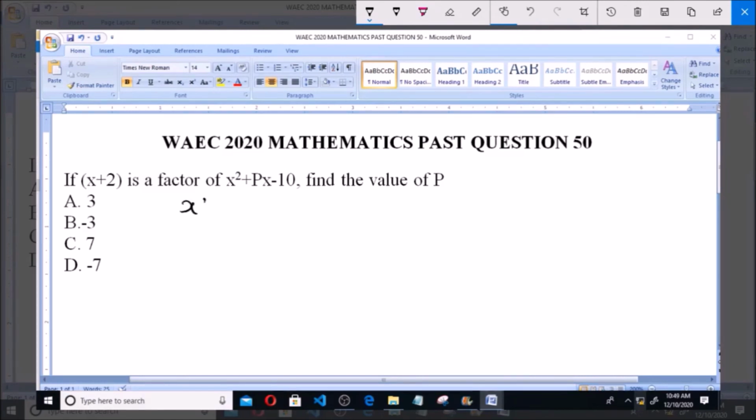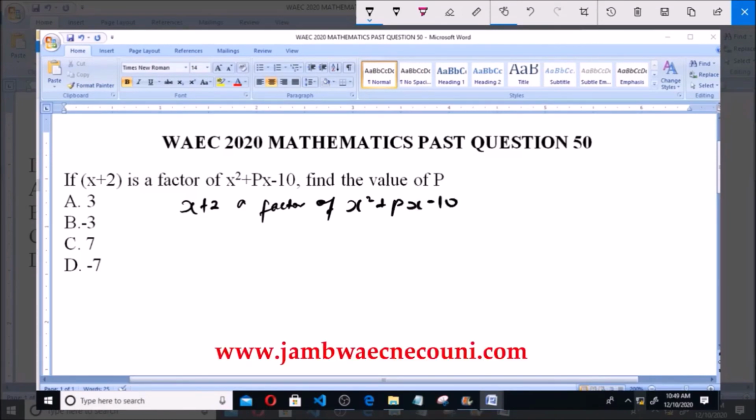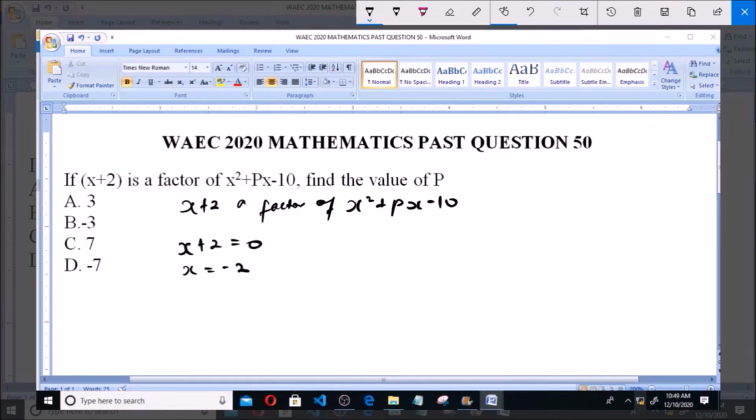Now we have x plus 2 as a factor of x squared plus px minus 10. Now since x plus 2 is a factor of this, we can simply say that x plus 2 is equal to 0. So x is equal to minus 2. Now from this we can use the value of x to find out the value of p by equating x squared plus px minus 10 equal to 0.